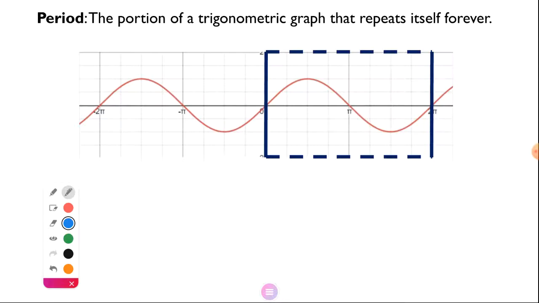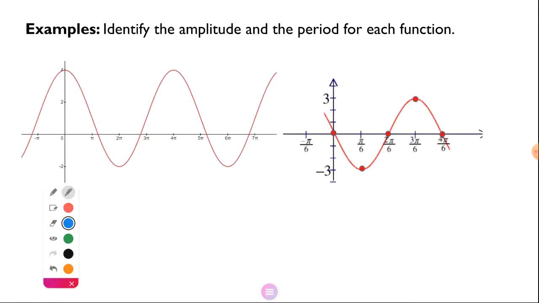You could even mark it from here. It goes down, back up, and this is where it stops. You just have to know where those points are. So maybe I could have done from negative pi, it goes down, up to here. So from negative pi to pi is also 2 pi. So it doesn't matter where you look at it, as long as you can determine that distance. Okay, so let's look at some examples.